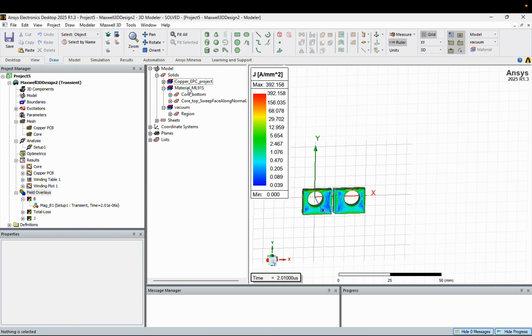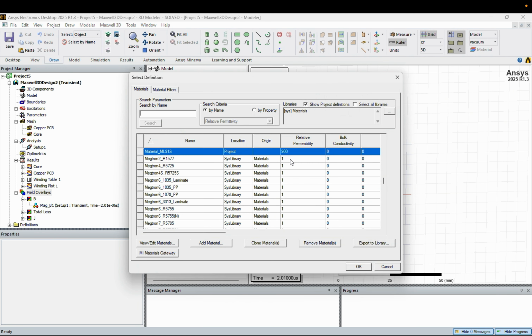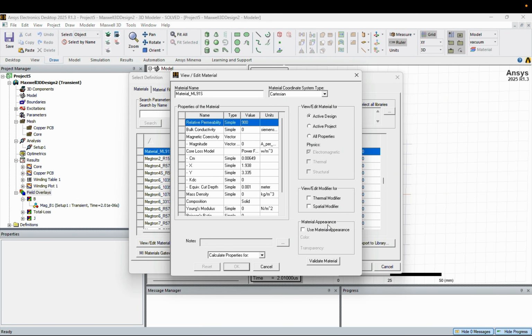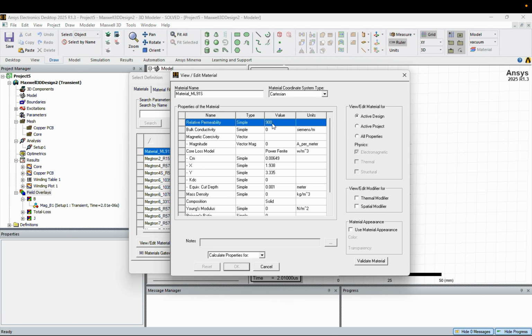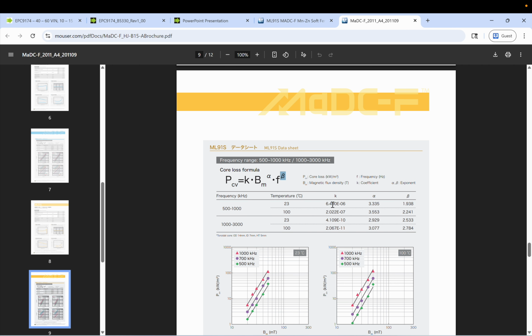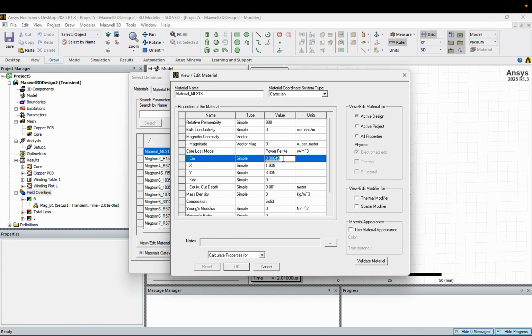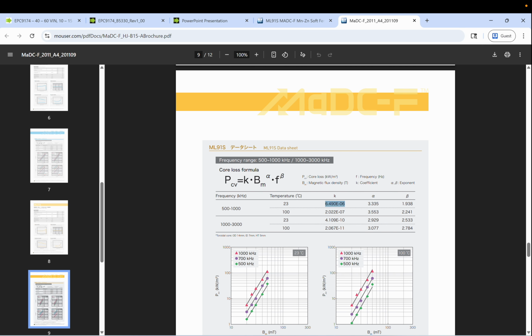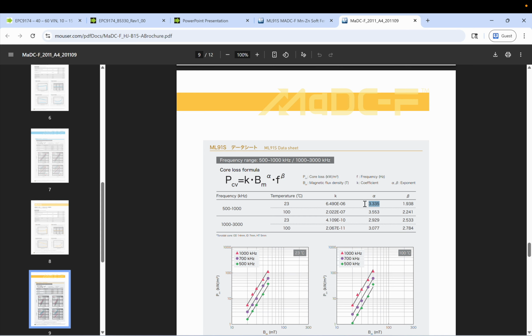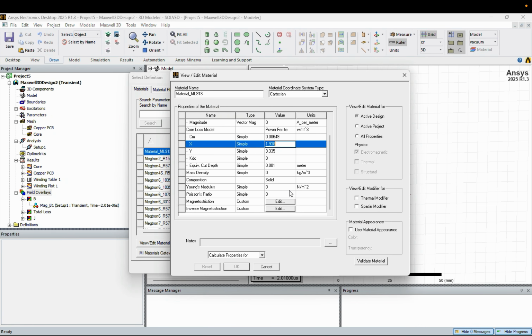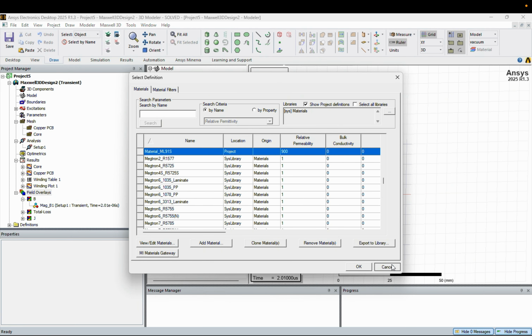It looks something like this. Properties, and it looks like this. Basically I put permeability 900, power farad. These numbers I got from here. Basically this is kilowatt per meter cube, so kilo is like 1000, so I multiplied this with 1000 and entered that number. X is 1.938 and alpha is 3.33. That's all you need to do. That is the core.